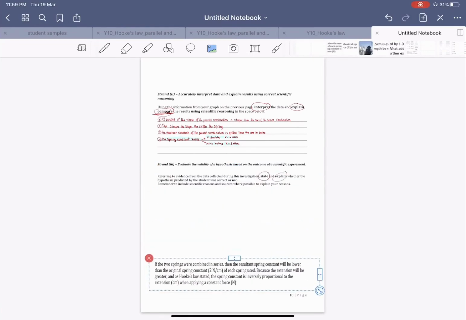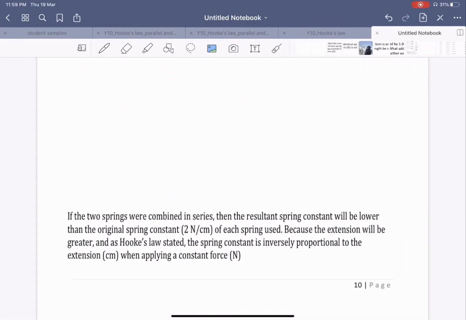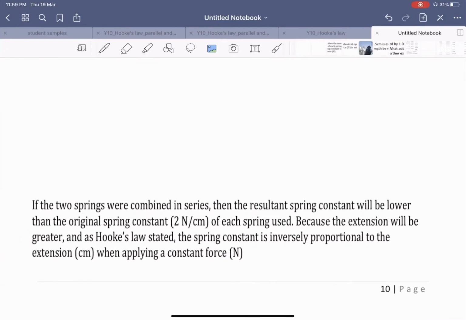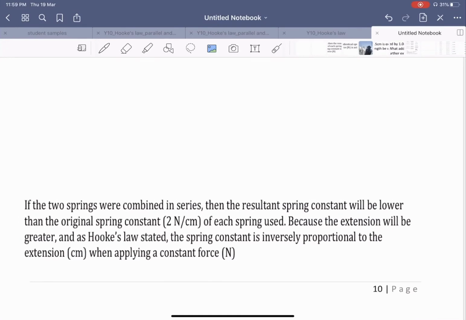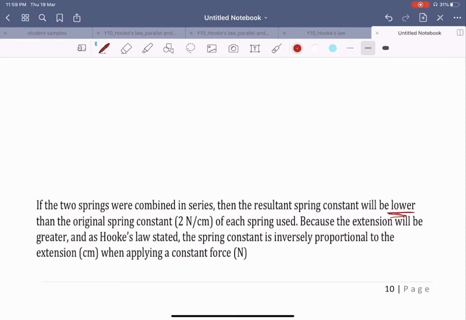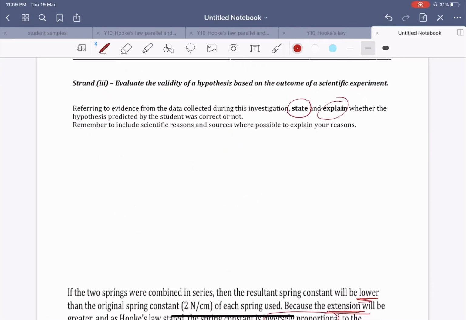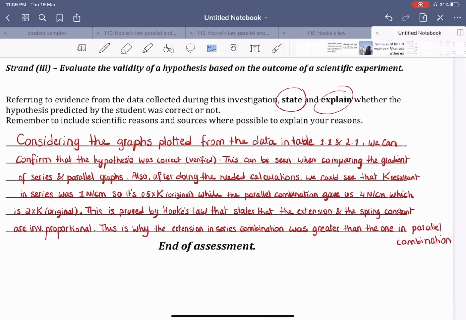Yes, that's my hypothesis. If two springs were combined in series, then the resultant spring constant will be lower than the original one because the extension will be greater. So I stated why, because extension is greater. And as Hooke's law states, the spring constant is inversely proportional to the extension when applying a force. And this is exactly what you need to write in order to get the mark.